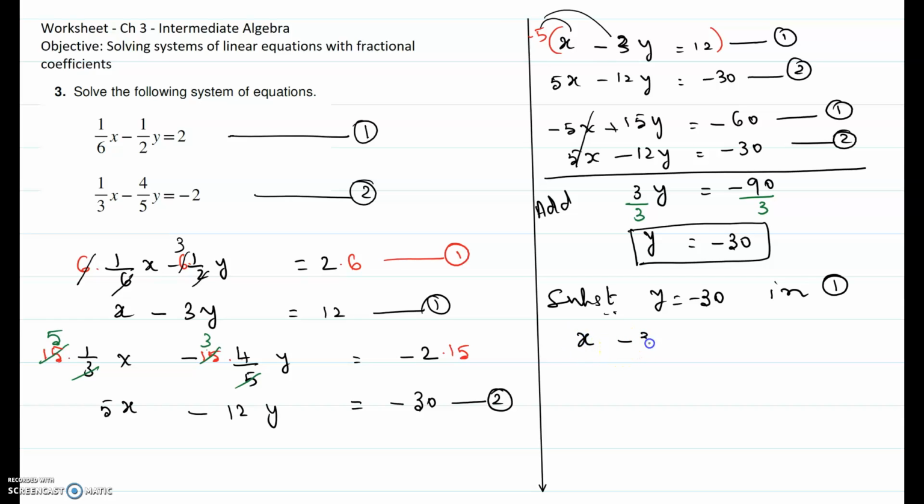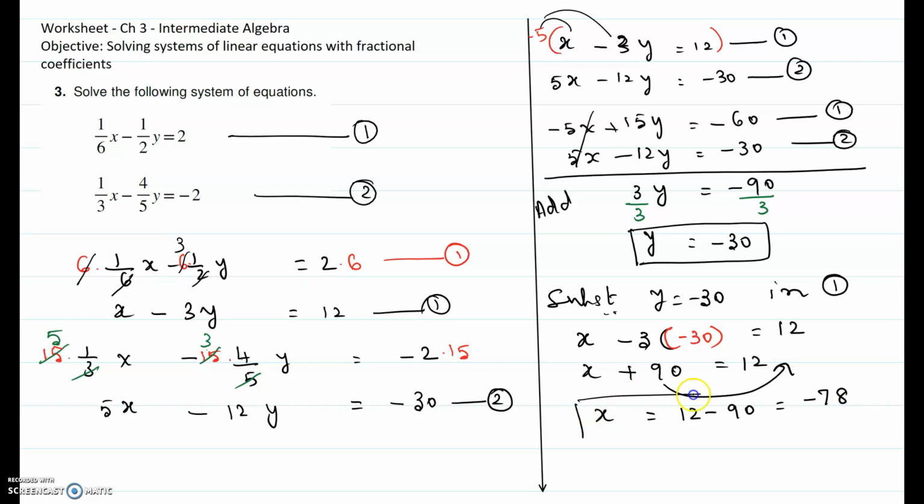So x minus 3 times y, which gets replaced by negative 30, equal to 12. So we get x minus 3 times negative 30, that will be a positive 90, equal to 12. So move the 90 to the other side, that will become negative 90. Or x equal to 12 minus 90, which would be negative 78. So x equal to negative 78 and y equal to negative 30.